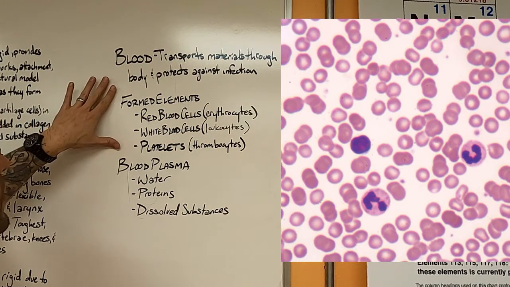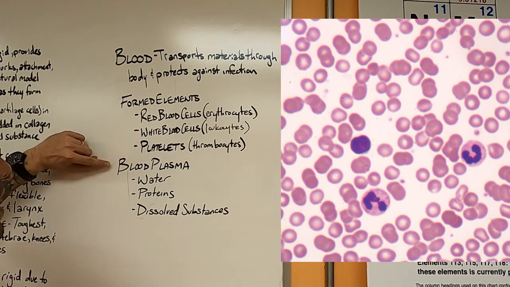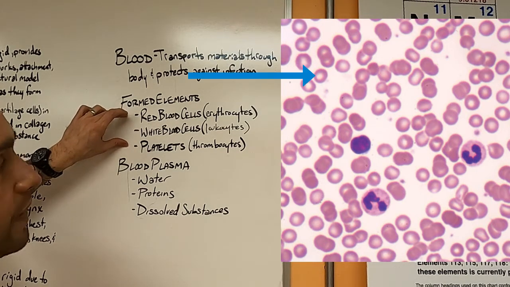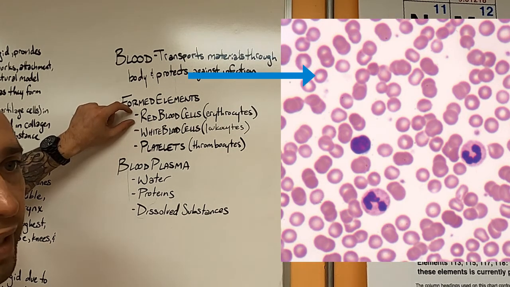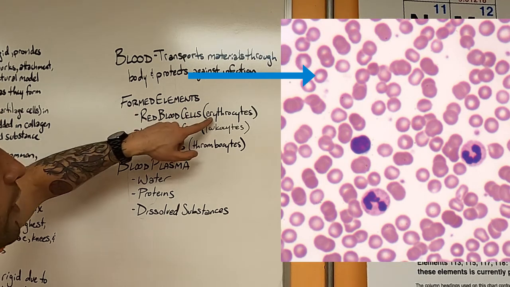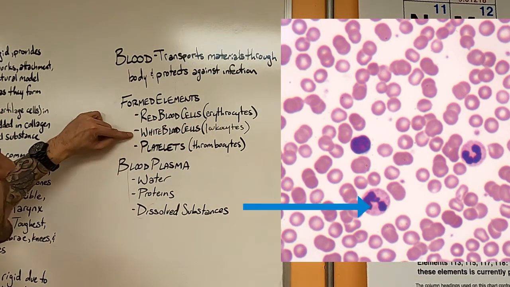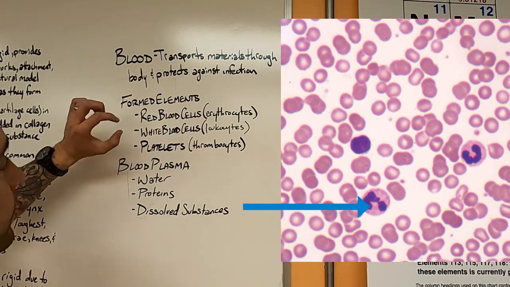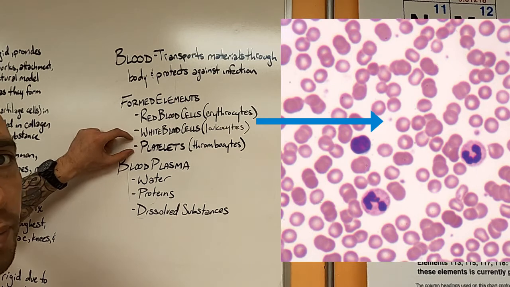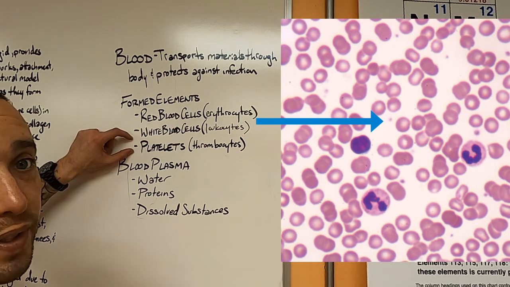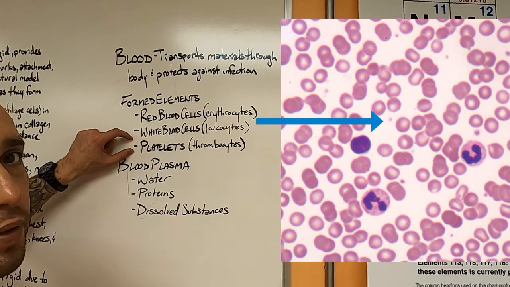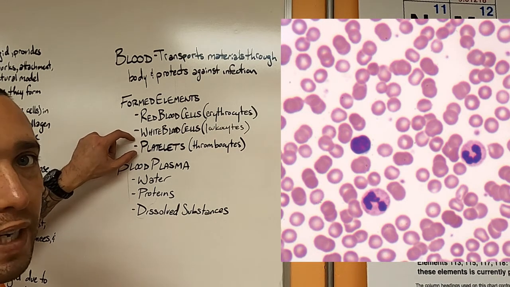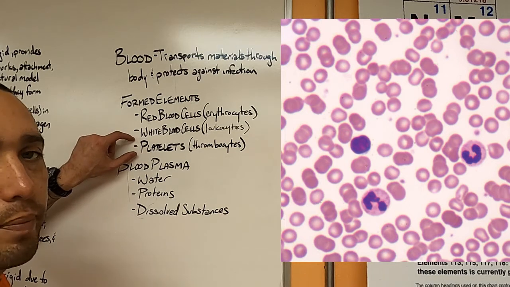Blood is composed of things called formed elements and plasma. The formed elements are cells or parts of cells. Red blood cells that carry oxygen are called erythrocytes. White blood cells that fight infection are called leukocytes. And platelets that help the blood to clot or to stop breaks in blood vessels are called thrombocytes. Now, platelets are not technically cells. They are broken off pieces of large cells called megakaryocytes.